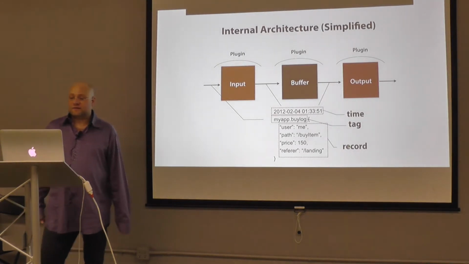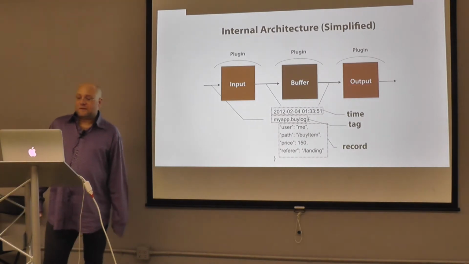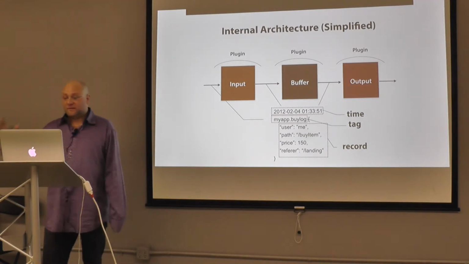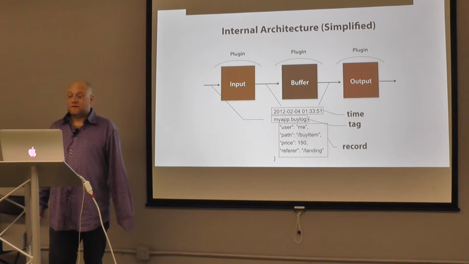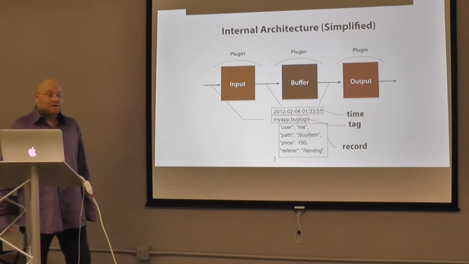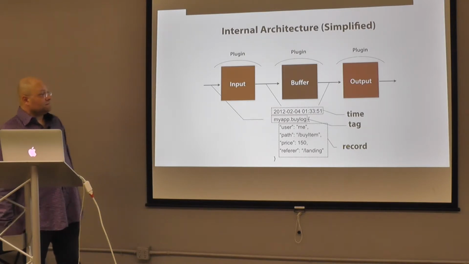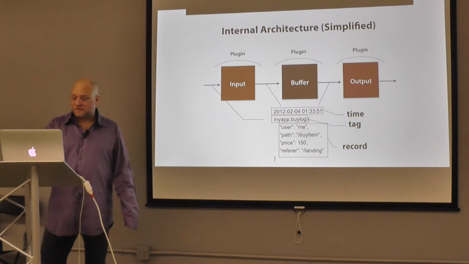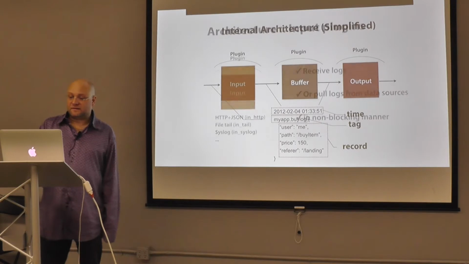The same thing goes for a tag. So we know that this is an attribute of my app, and it's a specific event called bylog that we're referring to. And the actual record is the data within the event. And you see how it is there in the JSON.